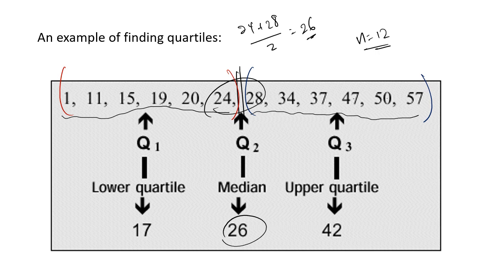And so now when I do that, I'll go back to red. I got 1, 11, 15, 19, 20, and 24. Again, there's an even number, so I'm going to take these two in the middle. 15 plus 19 divided by 2, that's 34 divided by 2 is 17. And so there's my lower quartile of 17.